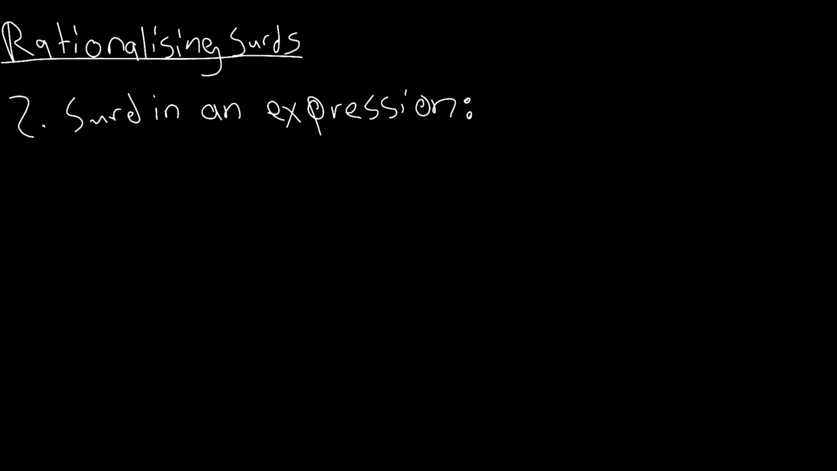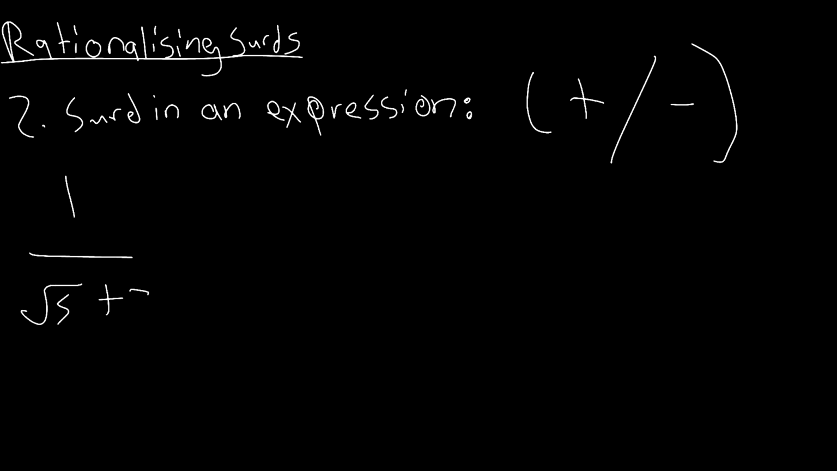So case number 2, when the surd is in an expression. So we learned on the previous case that if I have 1 over root 3, this root 3 is an alone surd. It's not being added or subtracted by any number. When it's in an expression, that means it's being added or subtracted by a number. So for example, 1 over root 5 plus 2. So how do I rationalize this one?